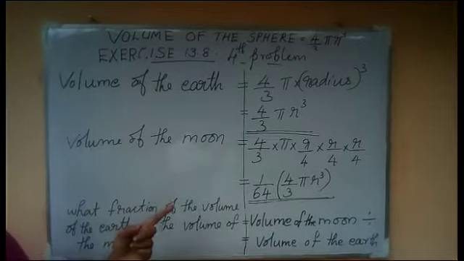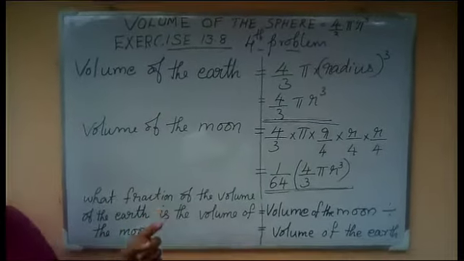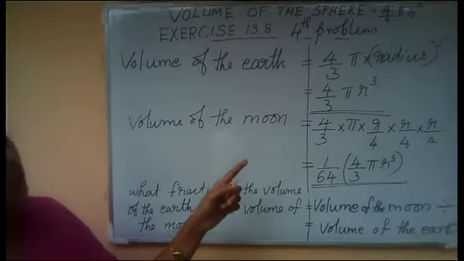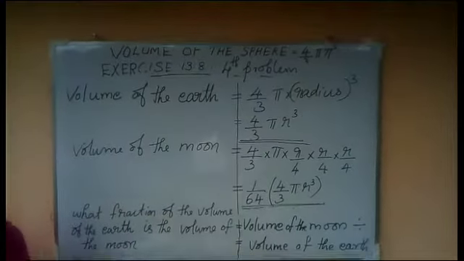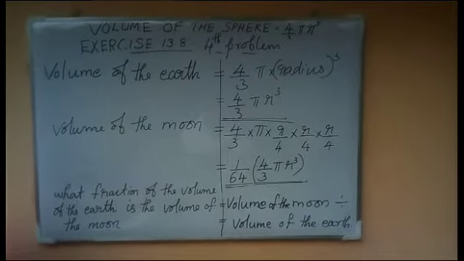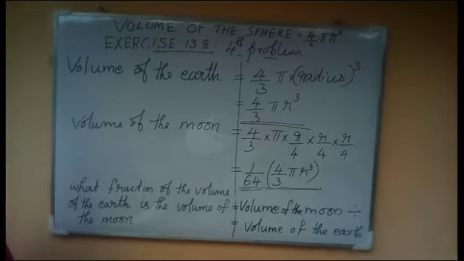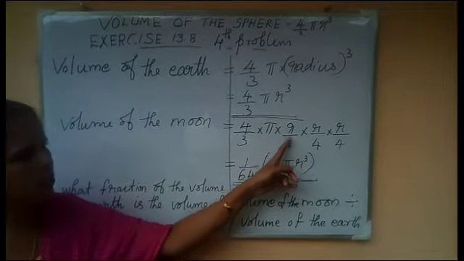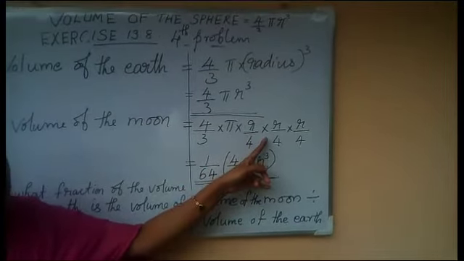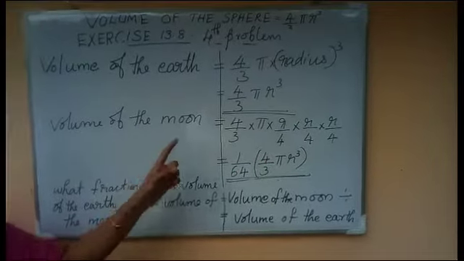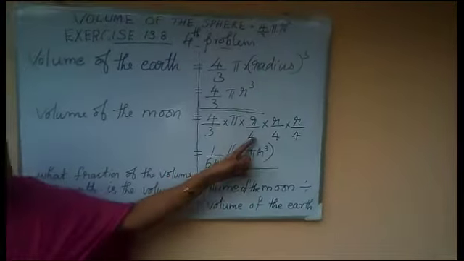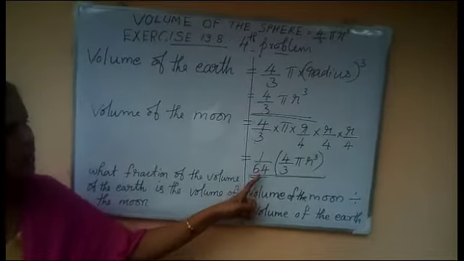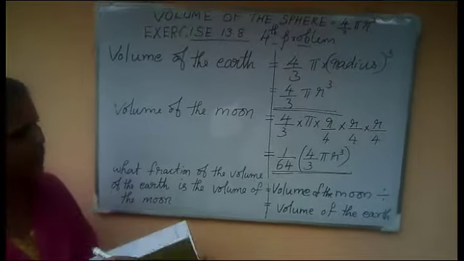Here the first part we find out that radius of the moon is r by 4. That r by 4 you can substitute in this formula. Then it become 4 by 3 into pi into r by 4 into r by 4 into r by 4. Here you don't cancel, just multiply these 3 4s. 4 into 4 into 4. That is 1 by 64 into the remaining part.